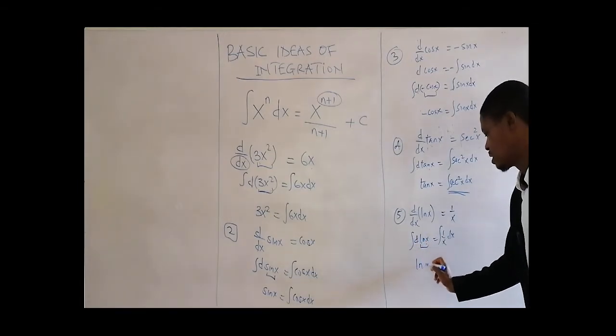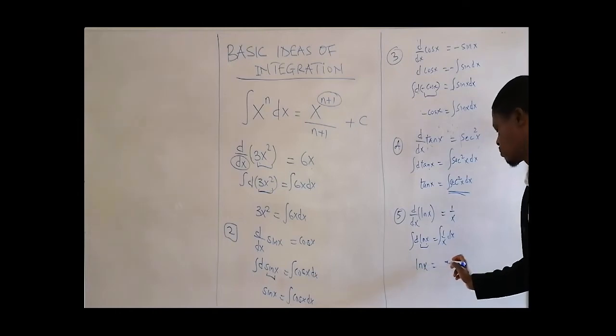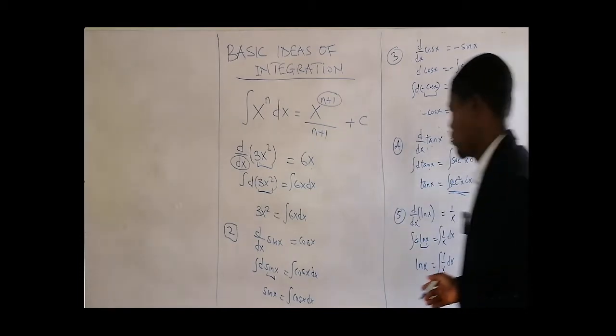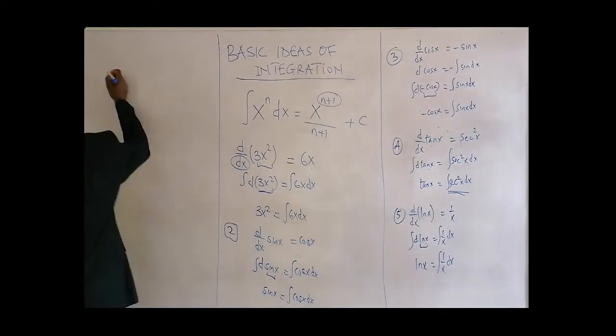That will be ln x equal to what? Equal to this. So the integral of 1 over x is what? ln x. So that is the relation between differentiation and integration. Let me take another one before the table.